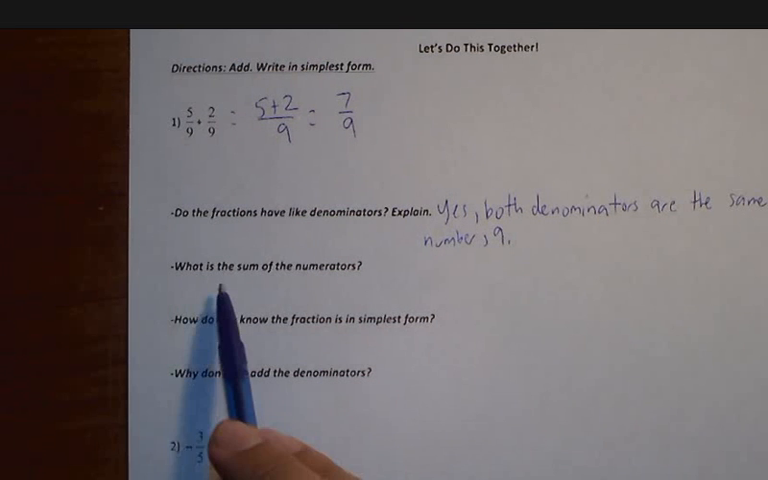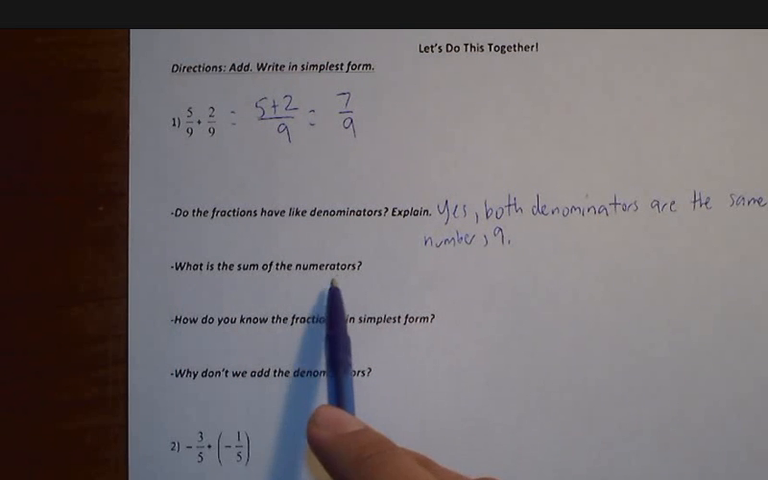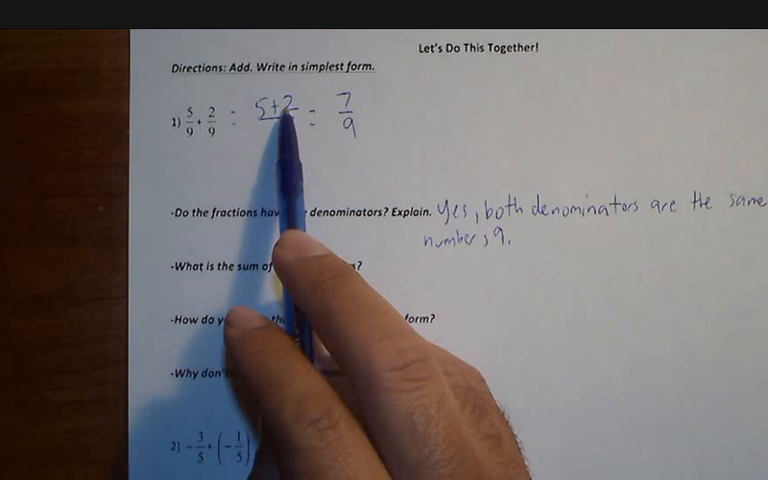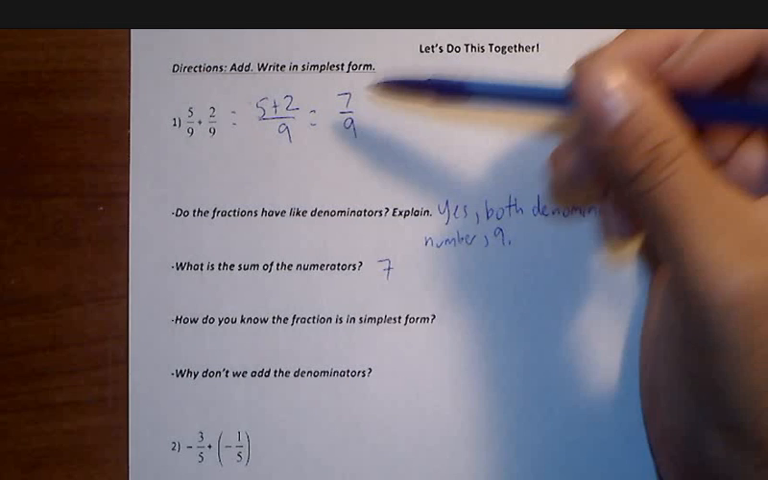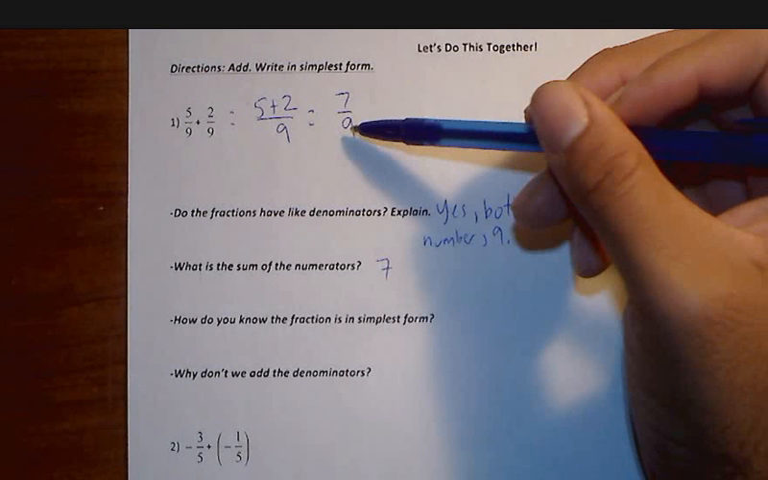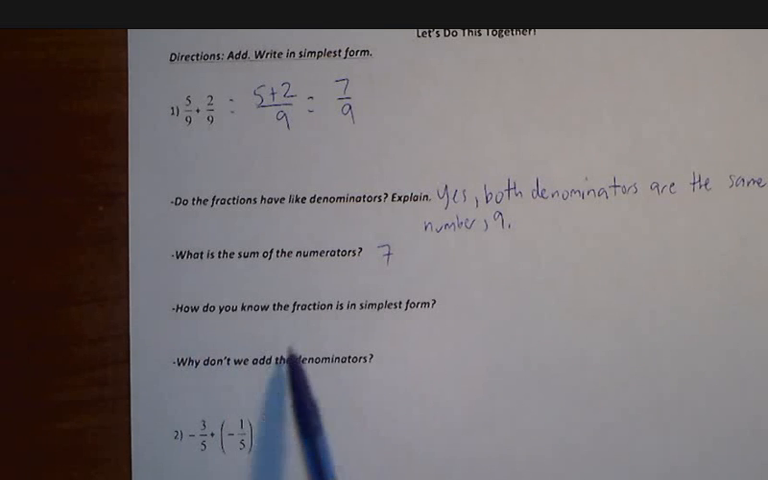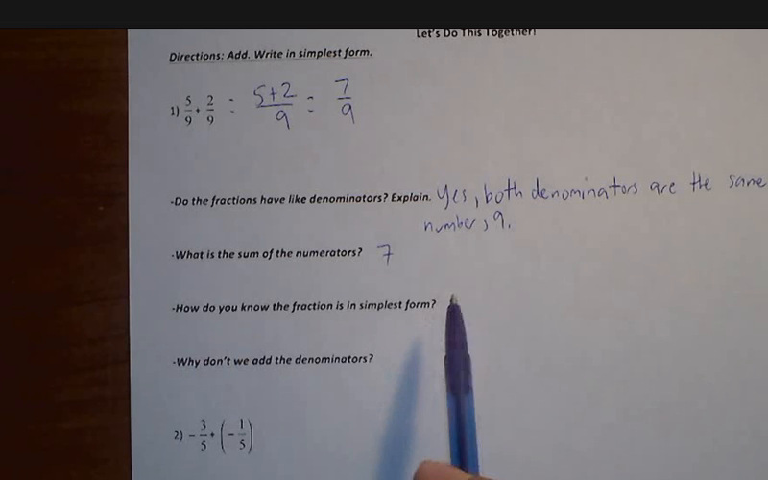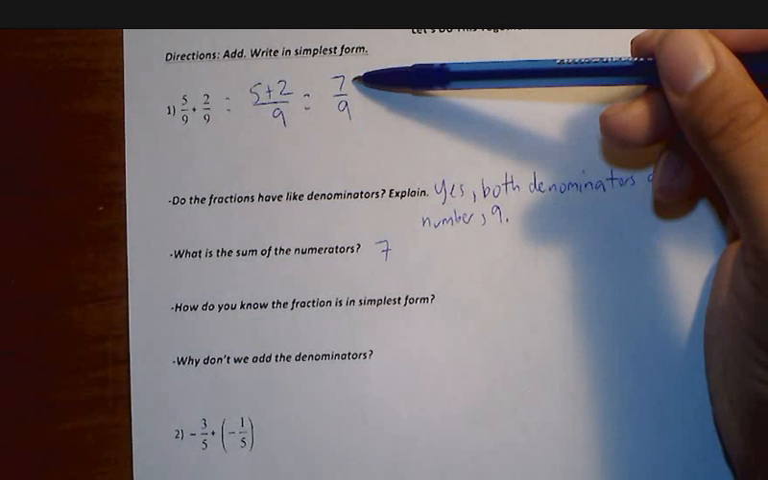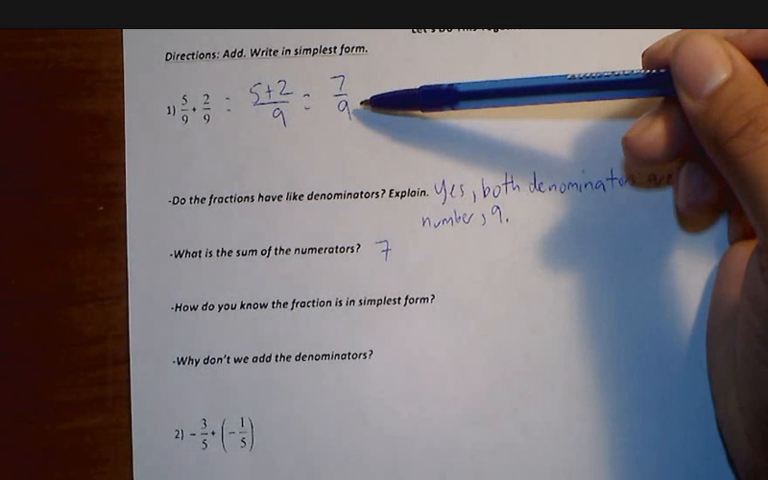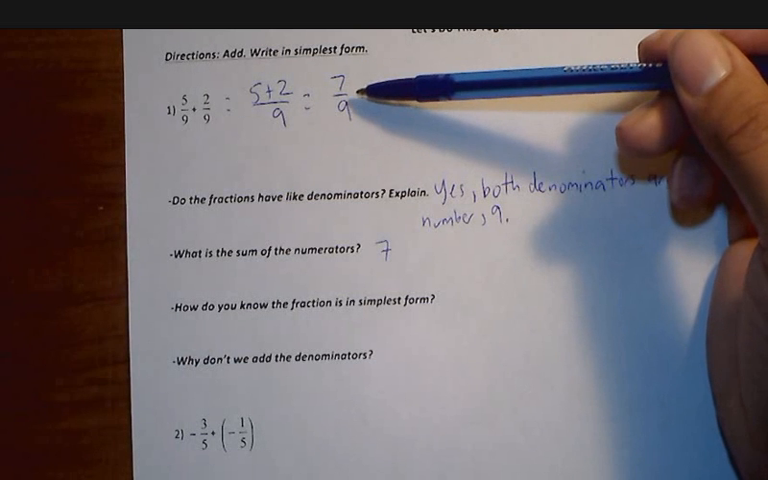The question says, what is the sum of the numerators? 5 plus 2 gives me 7. Now, my answer was 7 over 9. The next question says, how do you know the fraction is in simplest form? Well, it's simple. The only common factor of the numerator and the denominator is 1. In other words, the only number that can go into both numbers is 1.